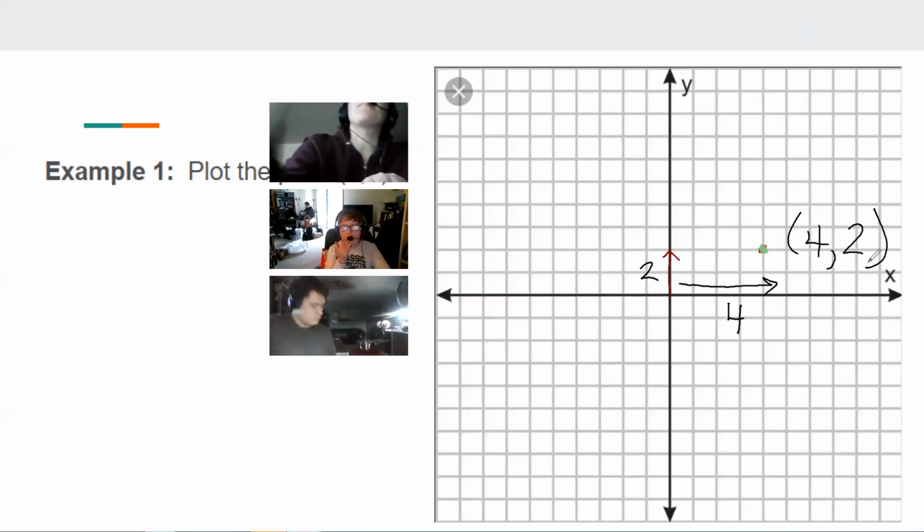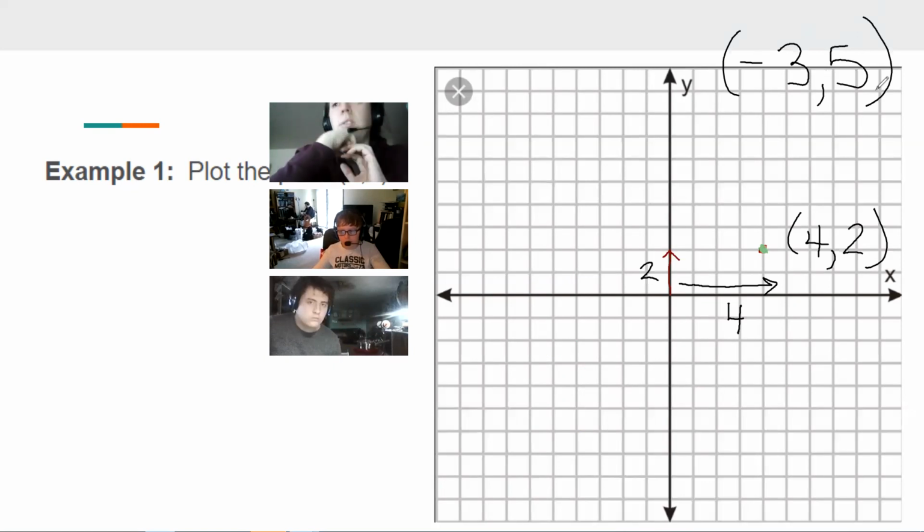What about the point -3, 5? Where would that be? Very good. Yeah, it's going to be to the left 3 and then up 5. Good. Very good.